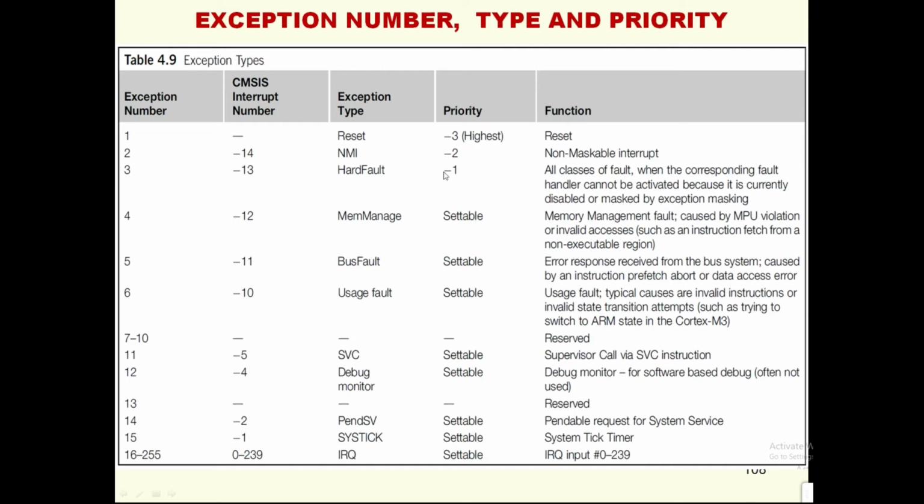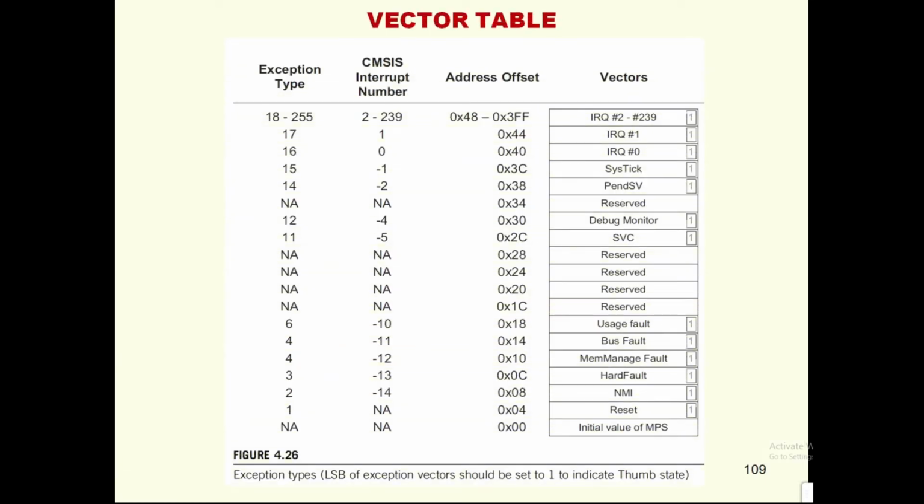So there are fixed priorities for reset, non-maskable interrupt and hard fault. Among these 3, reset has higher priority than non-maskable interrupt. Non-maskable interrupt has higher priority than hard fault. Next to these 3, all other interrupts from 4 to 255 are programmable, as we see very clearly in this table. Another table gives the vector location.